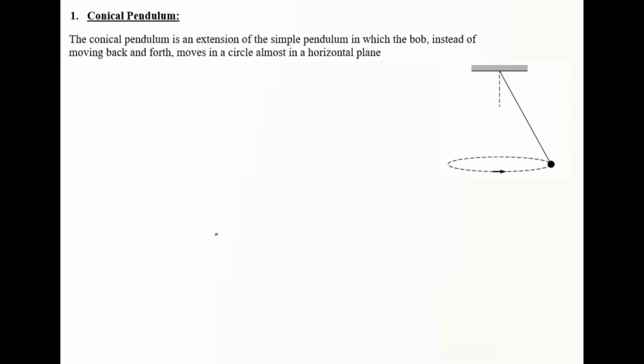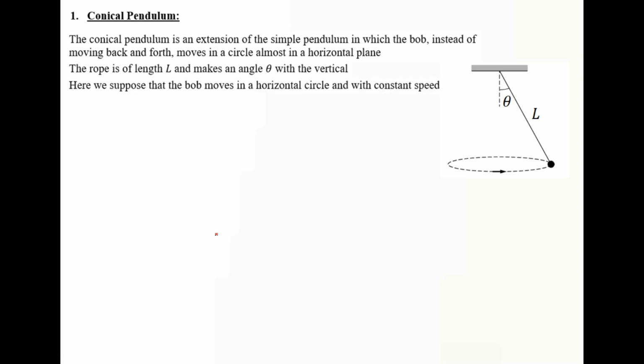Then let's start with Section 1, Conical Pendulum. The conical pendulum is an extension of the simple pendulum in which the bob, instead of moving back and forth, moves in a circle almost in a horizontal plane. The rope is of length L and makes an angle theta with the vertical. Here we suppose that the bob moves in a horizontal circle and with constant speed.